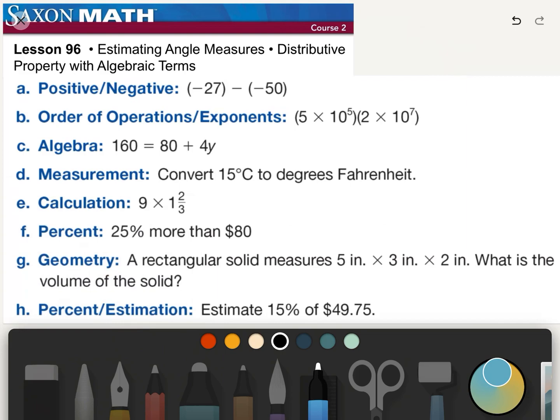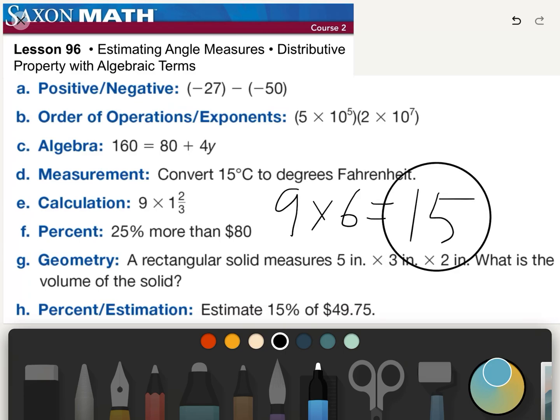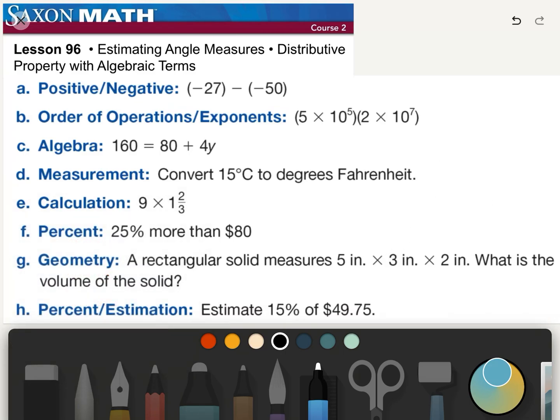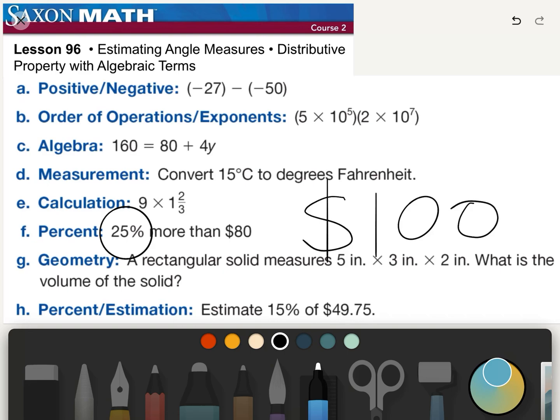Calculation, 1 times 9 is 9, and 2/3 of 9 is 6, getting us 15. Percent, 25% more than 80. Well, 25% is just 1/4, and 1/4 of 80 is 20. 20 plus 80 is $100.